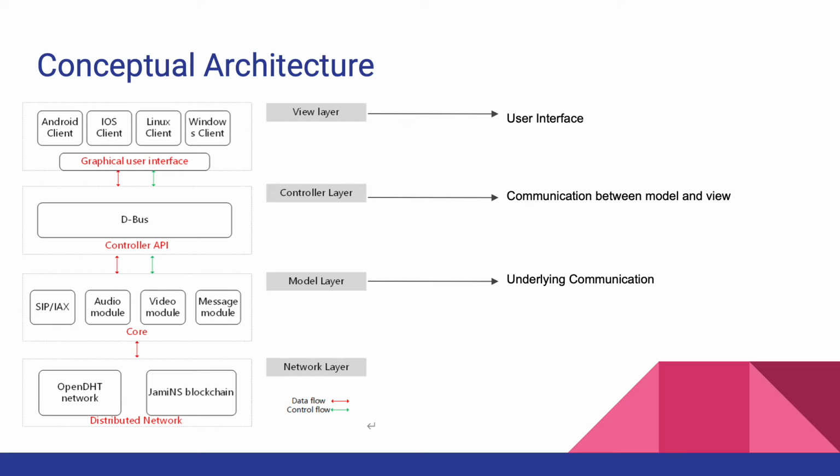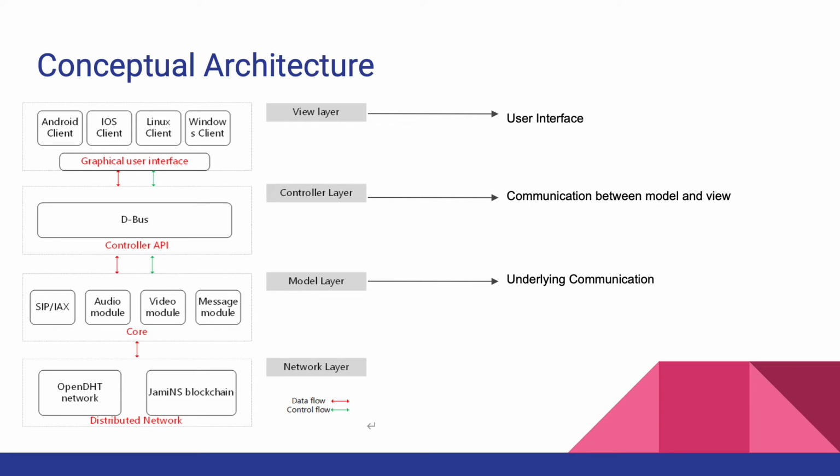The view layer defines the user interface of Yummy, and the clients of each platform are implemented based on this interface. The model layer is the core of Yummy. It runs as a daemon and handles all the processing. The view layer cannot directly call the model layer interface. The communication between them must transmit through the controller layer. Yummy uses dbus as the controller between the view and the model. dbus is a message-oriented middleware.